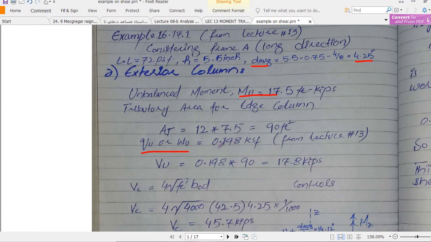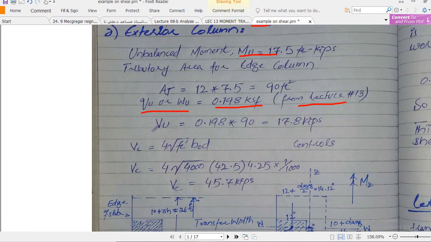The QU or the WU is 0.198 KSF from lecture number 13. We already discussed it. So my VU is QU times the tributary area, that is 17.8 kips. My VC will be this one.